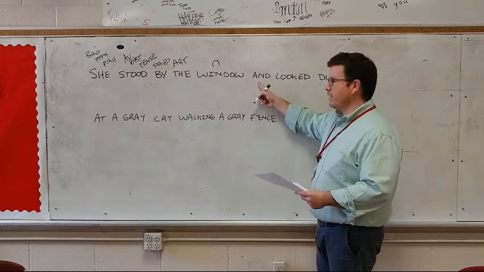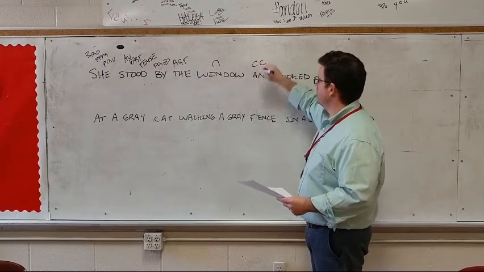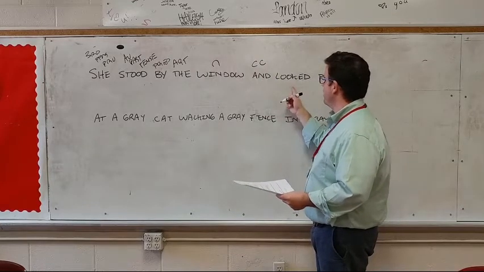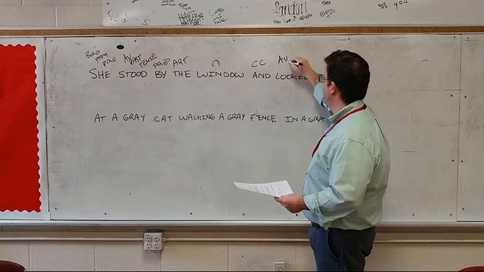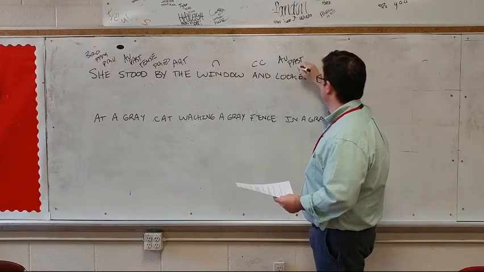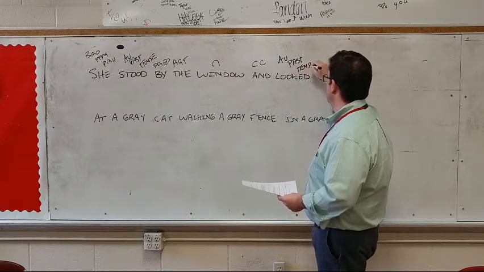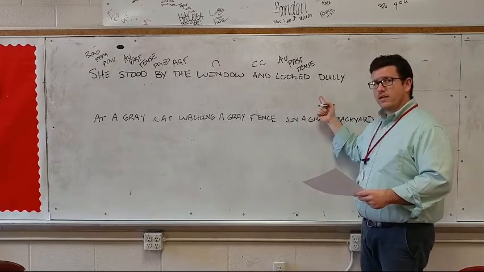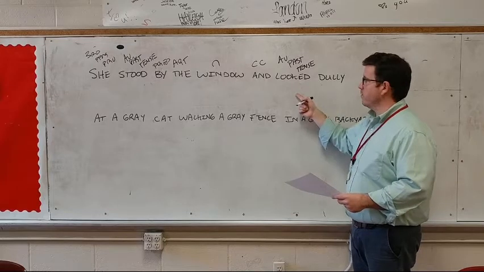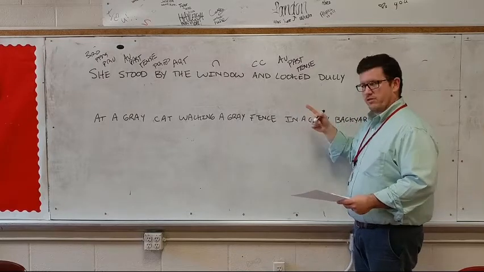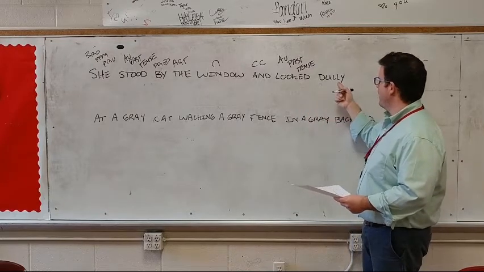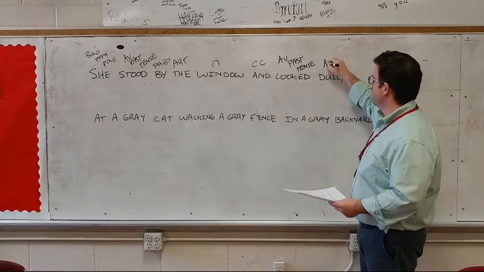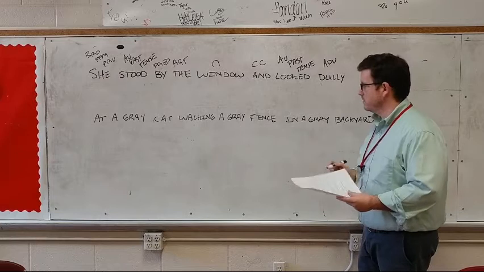And here is a coordinating conjunction. And in this case, it connects another verb here. Looked is an action verb, and it is past tense. The word dully here describes the way in which she looked. And if I have a word ending in ly describing a verb, that is going to be an adverb.